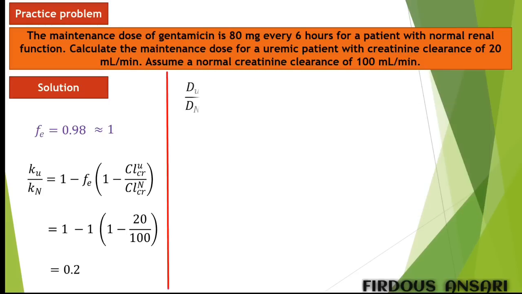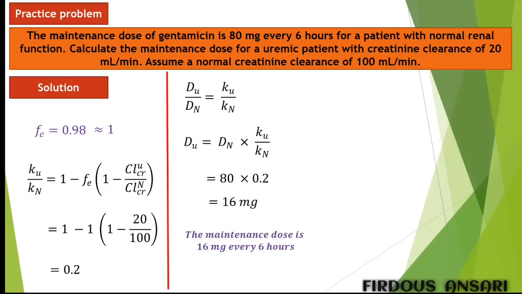Next, you use Du by Dn, that is dose in the uremic patient divided by dose in a normal individual, equals the elimination rate constant in the uremic patient divided by the elimination rate constant in a normal individual. So add the values: Dn, the dose in a normal individual, is 80, and the value of Ku by Kn we got is 0.2. So 16 mg. The maintenance dose is 16 mg every 6 hours.